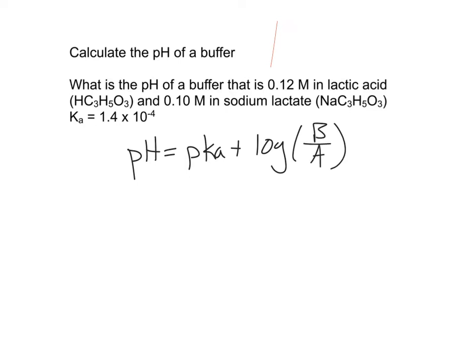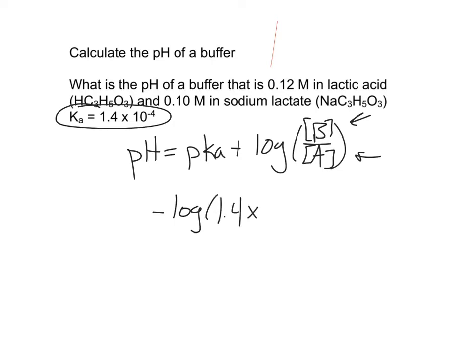It's always base over acid, and it's the concentration of base over concentration of acid. Now what's nice is, in a buffered situation, the two substances, base and acid, are usually going to be in the same liquid, so the same volume, and so the ratio of moles is equal to the ratio of molarities. Something that might be able to speed up your process. Now, you've simply got a Ka value, so I can take the negative log of 1.4 times 10 to the negative fourth, and then add that to the log of the base over the acid.